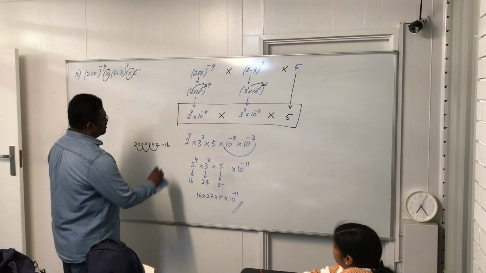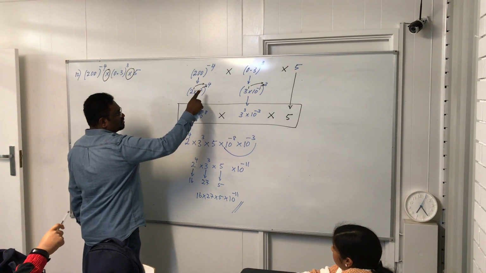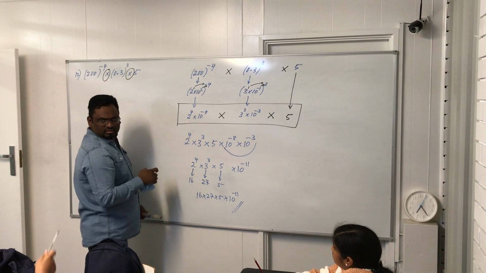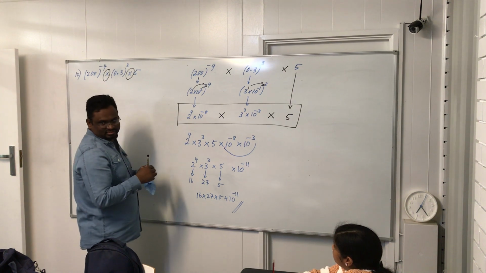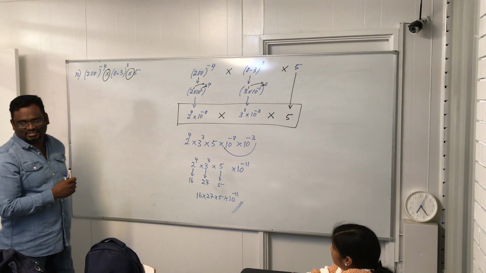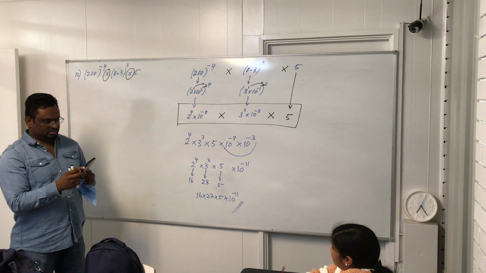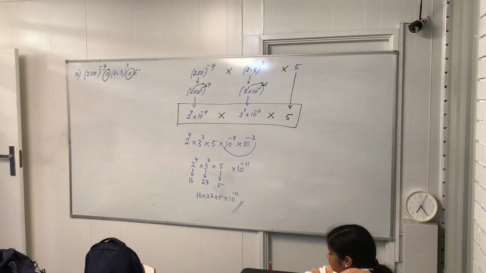Which one? Here? Yeah. 2 times minus 4 is minus 8, right? And the other 2. Oh, you're right.